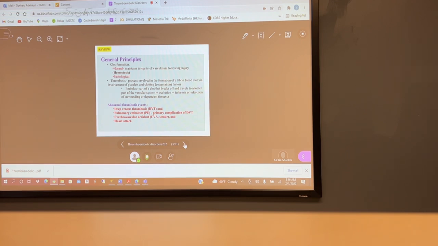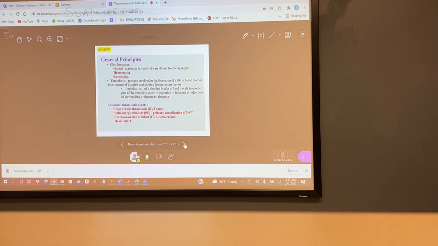Now, this next slide talks about the general principles. One, with respect to clot formation, there's a normal one. The normal one is the one that tells you that when you have a scratch on your skin, that's a physiological one. And that is the one that helps to maintain the integrity of the vasculature. And you call it hemostasis. Hemostasis will be arrest of bleeding. Stasis is stoppage, in most cases, bleeding stoppage. The pathologic one is thrombosis, which is the one I've been telling you about.